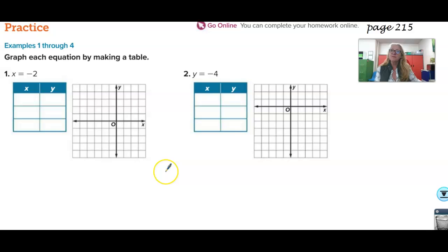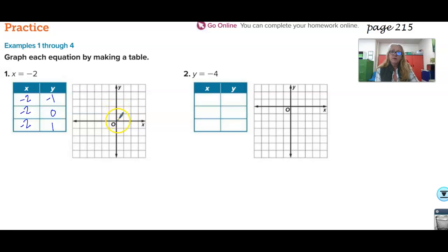Okay. So, graph each equation by making a table. Right off the bat, they've given you a horizontal and a vertical line. The question is, which one's which? Well, if you're not sure, you can always create the table. We know that x is always going to be -2 here. So, -2, -2, -2. It doesn't matter what we pick for y. We can pick -1, 0, 1. No matter what we pick for y, x is always going to be -2.